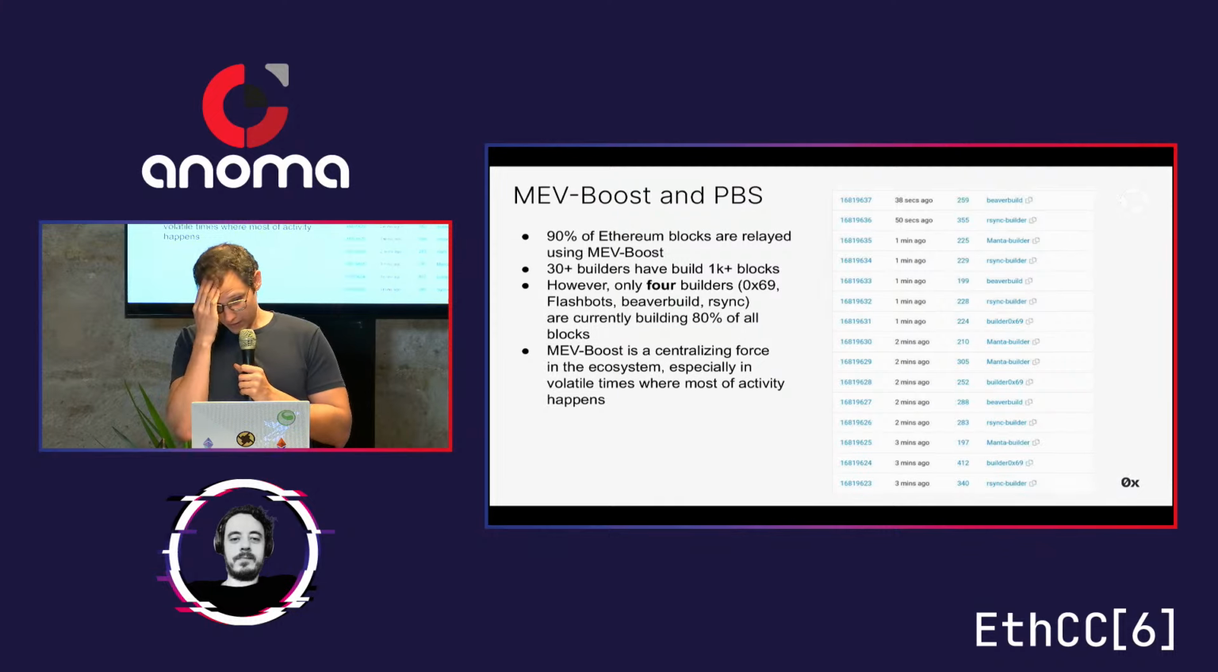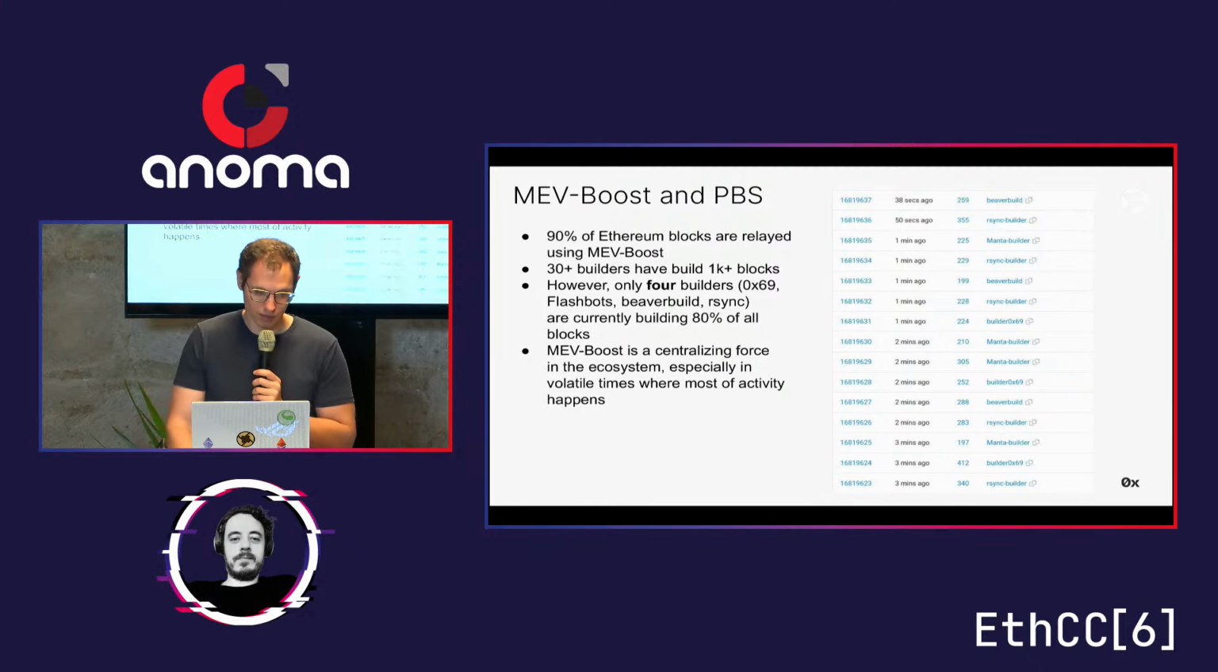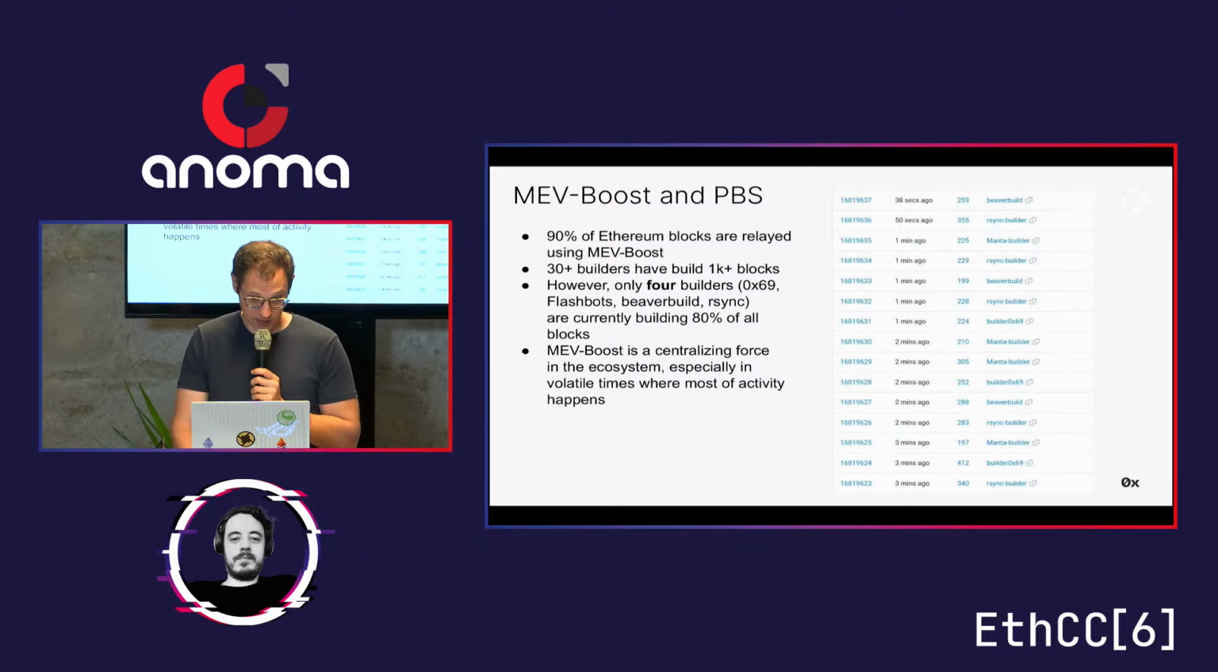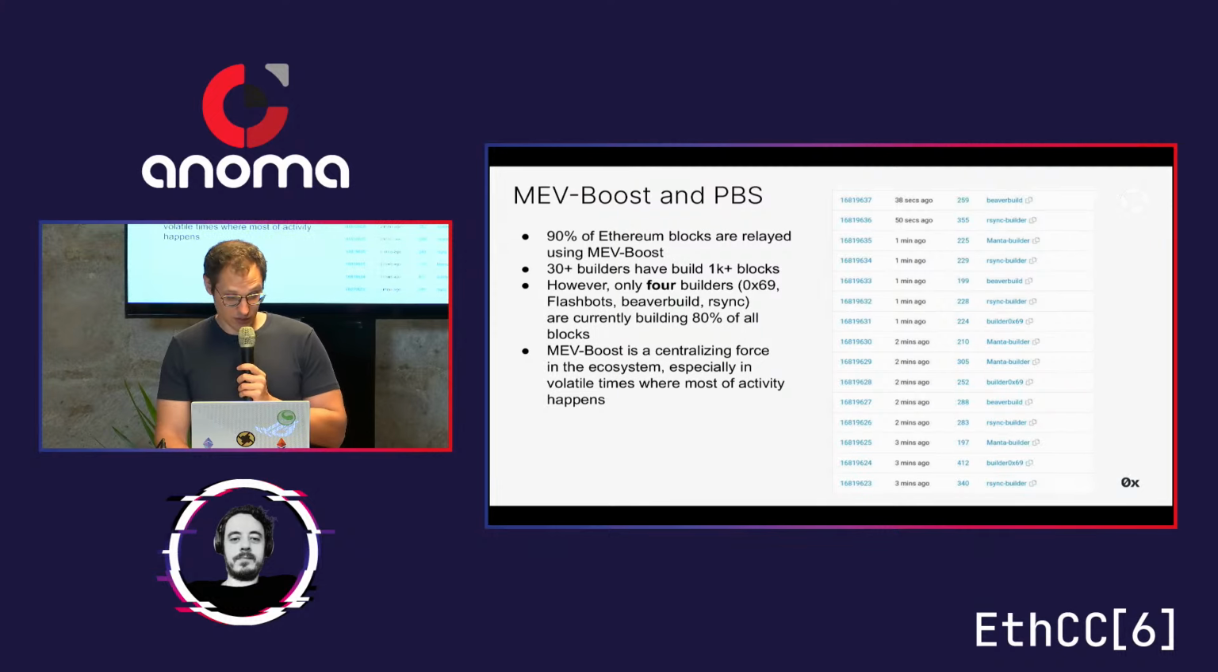Right, 90% of Ethereum blocks are relayed using MEV-Boost, and there are over 30 builders who build more than 1,000 blocks, which sounds like a reasonable number and a sign of decentralization. However, there are only 4 builders, which are 0x69, Flashbots, Beaverbuild, and rsync, and they are building 80% of all blocks. And MEV-Boost is a centralizing force in the ecosystem, especially in volatile times when most of the activity happens. And here is a screenshot of how the blocks look when there is volatility. It's like 3 or 4 builders building everything.